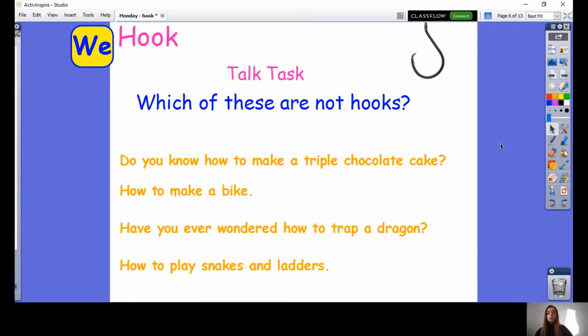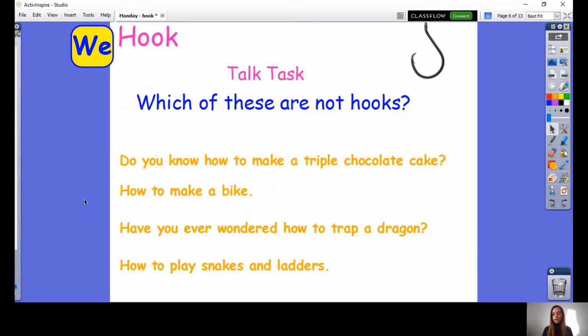I want you to pause the video and have a think. Which of these are hooks and which of these are not? We have, do you know how to make a triple chocolate cake? How to make a bike? Have you ever wondered how to trap a dragon? How to play snakes and ladders? Which of those are hooks and draw the reader in? Big hint, they will use question marks, and which aren't hooks? Pause the video and have a think.